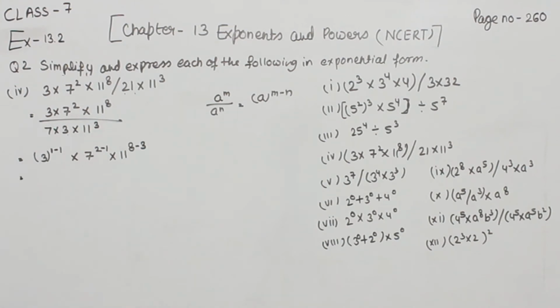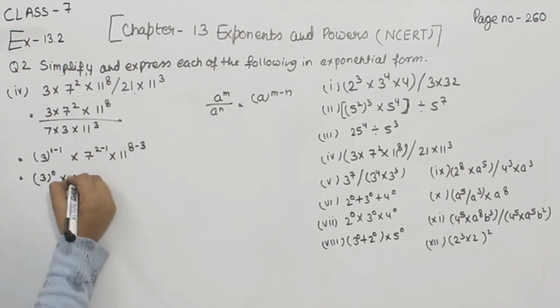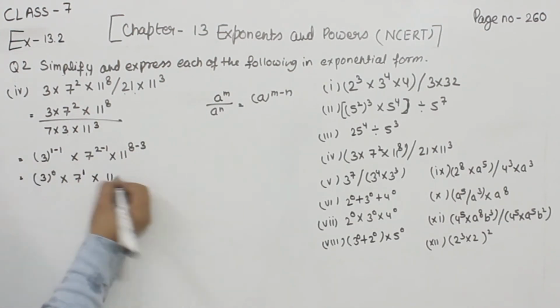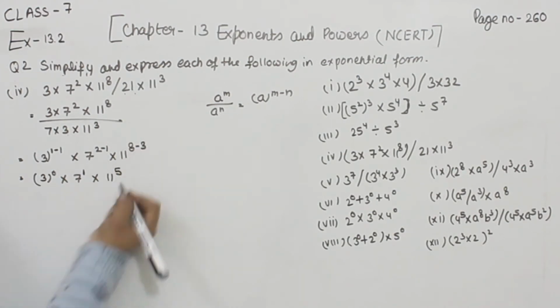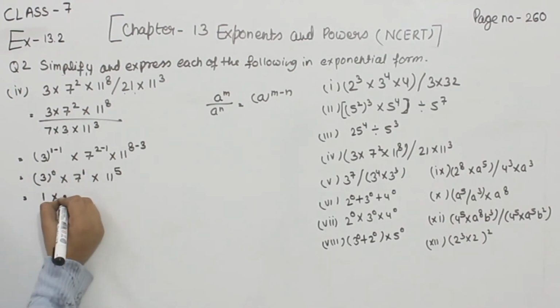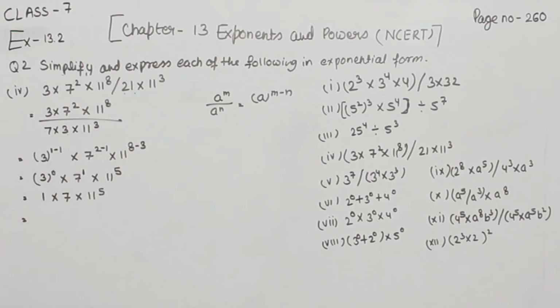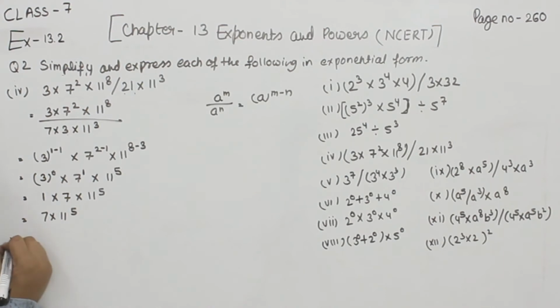Now 3 to the power 1 minus 1, that is 3 to the power 0. Multiply by 7, 2 minus 1 will have 1. Multiply by 11 to the power 8 minus 3 will have 5. Now 3 to the power 0 means 1, 7 to the power 1 means 7, multiplied by 11 to the power 5. Now I can write it as 7 multiplied by 11 to the power 5. This is the part 4.